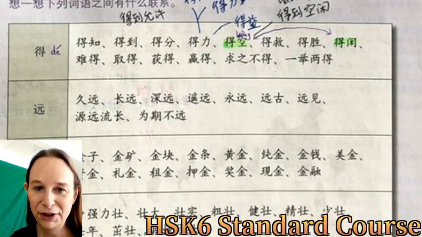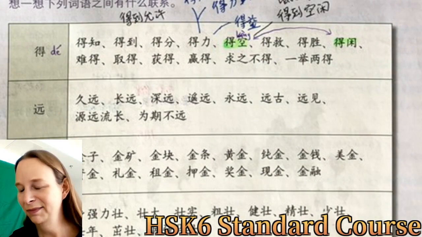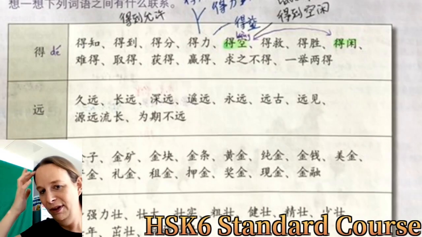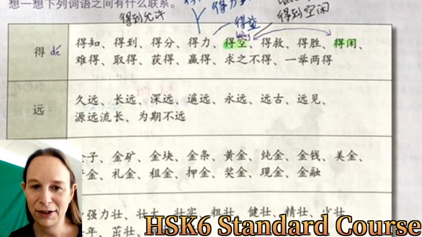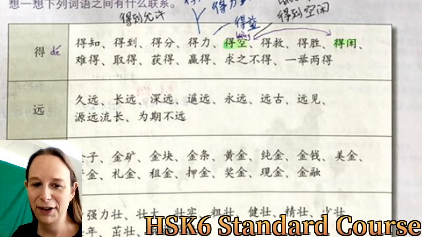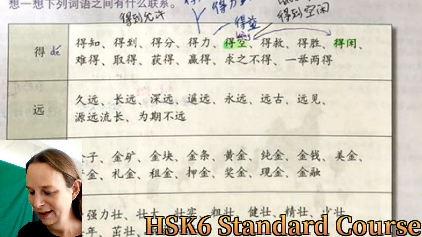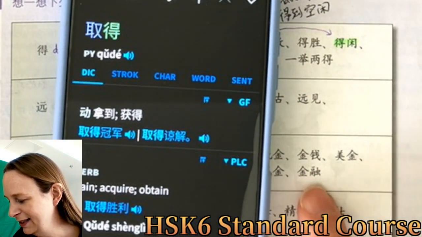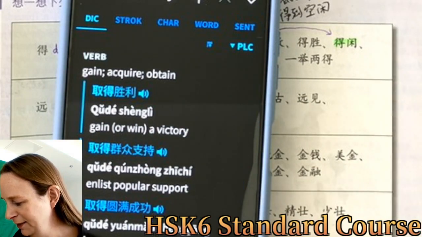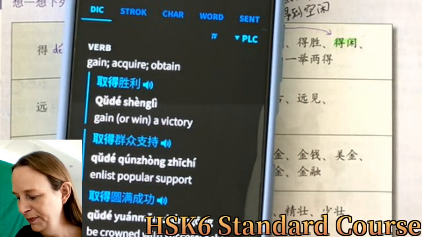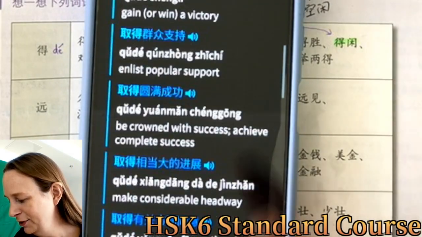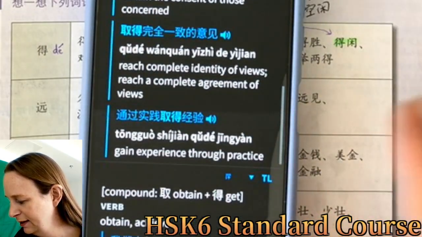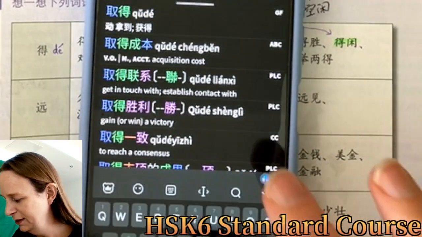I'm guessing you know 取得 and 获得 by now. I think these are taught, both are taught really early on. 取得, 获得, 取得. Yeah, 取得成功, 获得成功, or there's something like earned victory or what else? 取得, 拿得, acquire. 取得胜利，取得群众支持. Okay, gain popular support. 取得圆满成功, complete victory. 获得, it's quite similar.